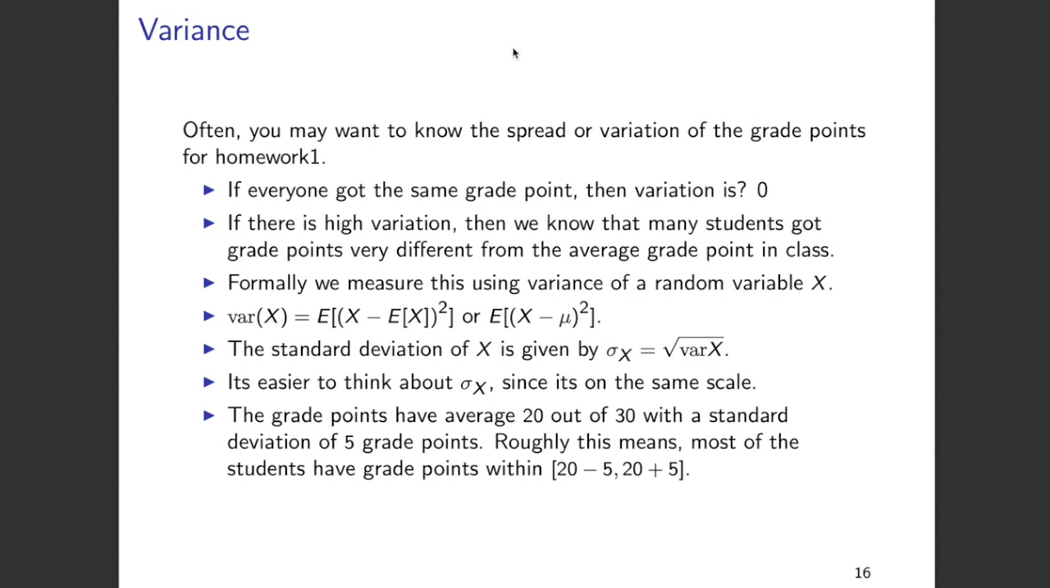Now just to make this point clear, let us assume that the grade point average in a class is 20 out of 30 with a standard deviation of 5 grade points. Then what this roughly means is that most of the students have grade points within the range 20 minus 5, which is 15, and 20 plus 5, which is 25. That is, most students score roughly in this range. Just a note, this may not always hold true. It depends on the characteristics and the distribution of the random variable, but this is a good way to think about standard deviation and variance.